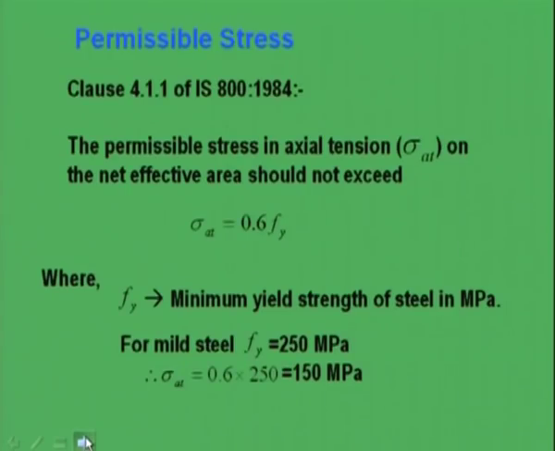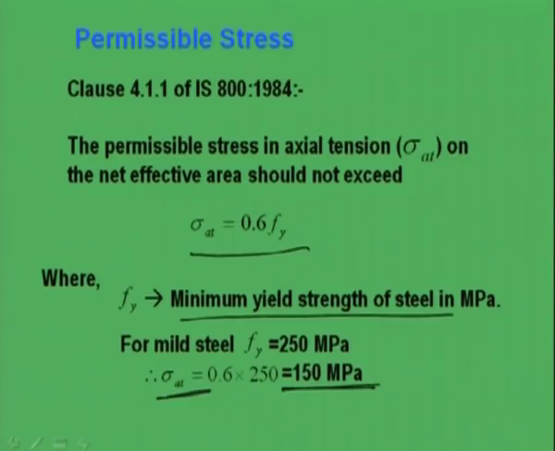Next, we will discuss the permissible stress. For direct axial tension, the code has suggested that the permissible stress can be taken as 0.6 Fy, where Fy is the minimum yield strength of steel in MPa. For mild steel, this sigma at, the permissible stress in axial tension, can be found as 0.6 into 250, which is 150 MPa.